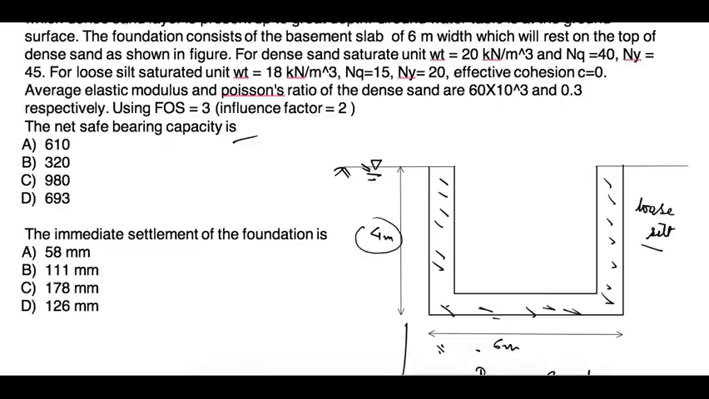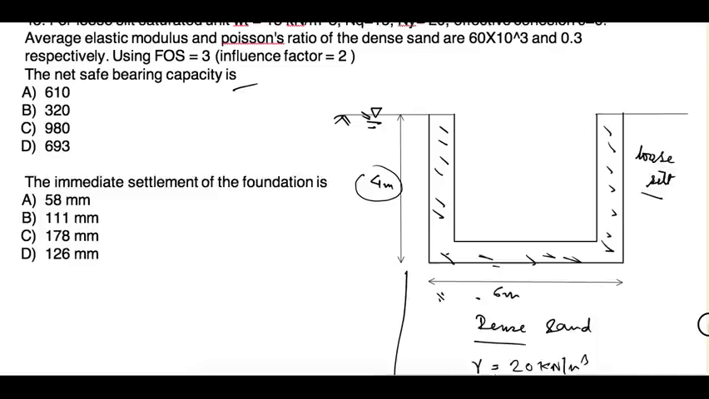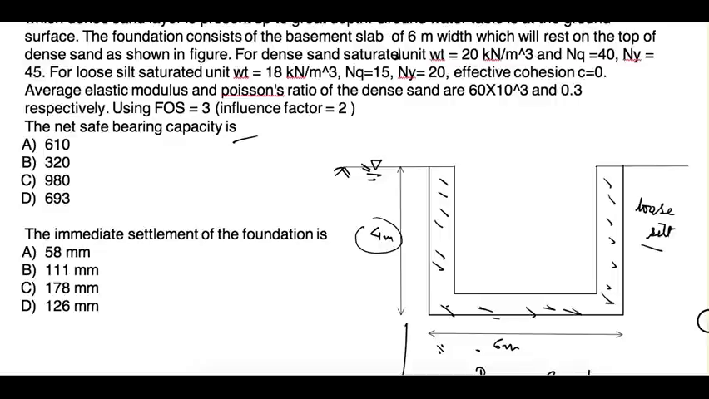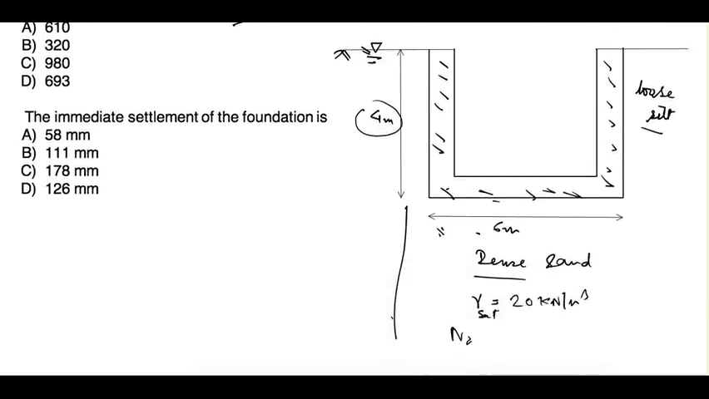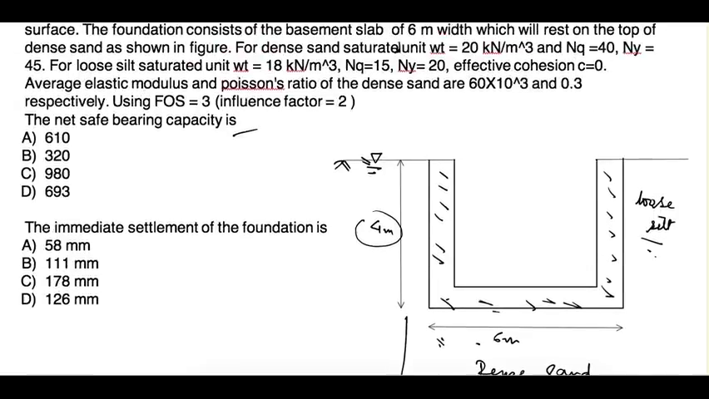After that, for dense sand, the saturated unit weight is given as gamma sat equal to 20 kilonewton per meter cube. Nq is equal to 40 and N gamma is equal to 45. And for saturated silt, for this part, gamma saturated is equal to 18 kilonewton per meter cube, Nq is equal to 15, and N gamma is equal to 20.